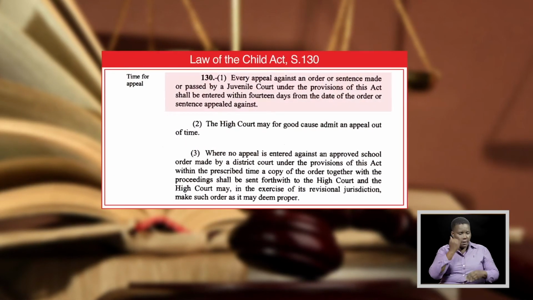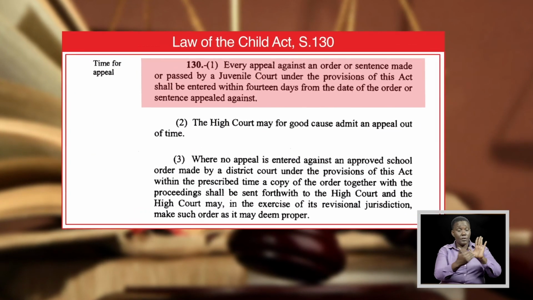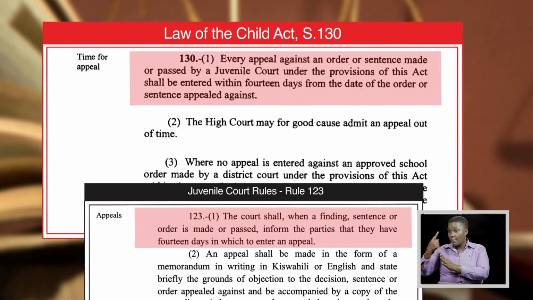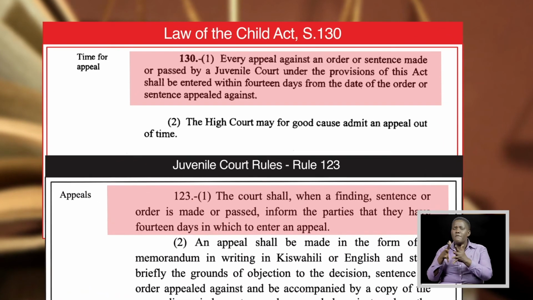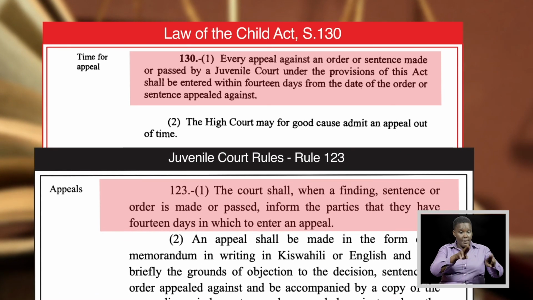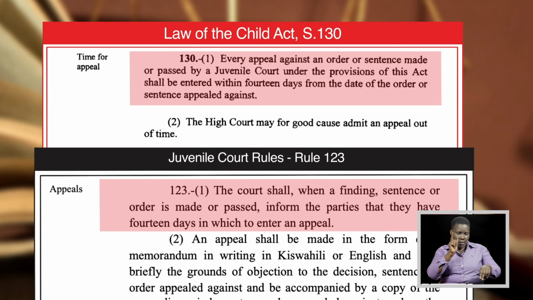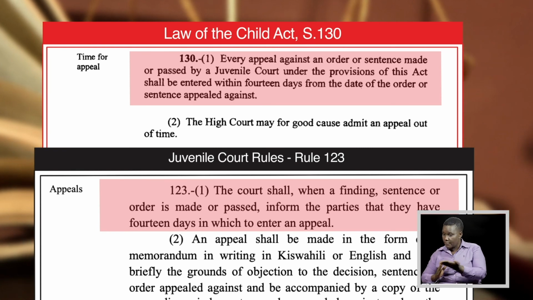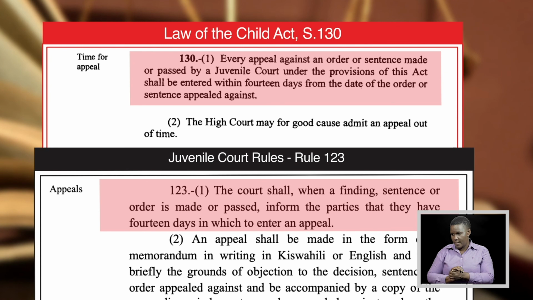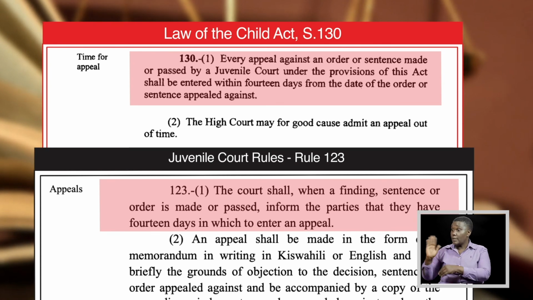Upon making a finding or determination in matters relating to juveniles, the court is duty-bound to inform the parties of their right to appeal before an appellate court. In conclusion, Section 130, Subsection 1 of the Law of the Child Act and Rule 123 of the Juvenile Court Rules stipulate that the court shall, when a finding, sentence, or order is made or passed, inform the parties that they have 14 days in which to enter their appeal.